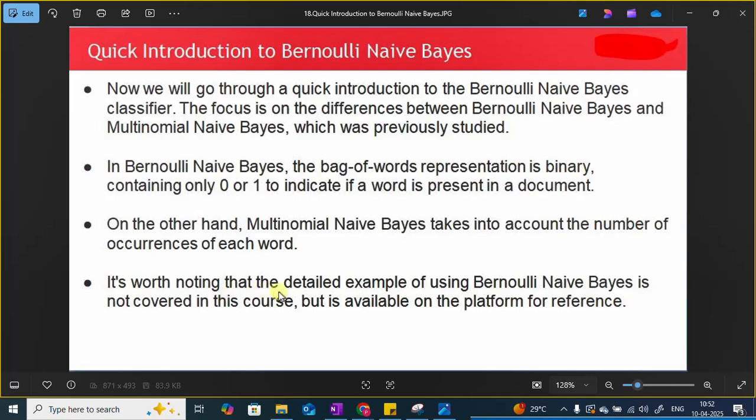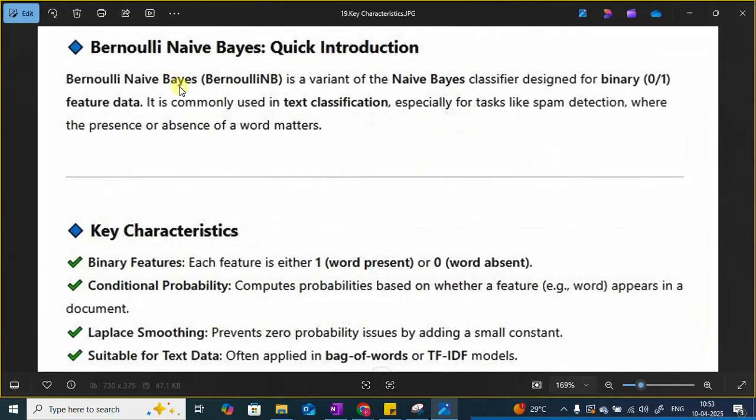It's worth noting that the details of Bernoulli Naive Bayes are not covered in this course, but they are available on the platform as reference. Bernoulli Naive Bayes is a variant of the simple Naive Bayes classifier designed for binary, that is 0 or 1, data.